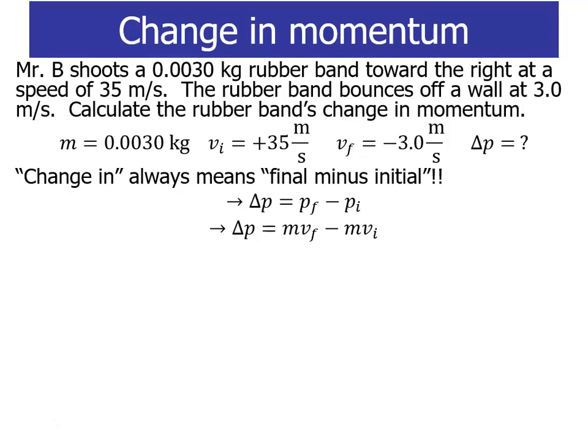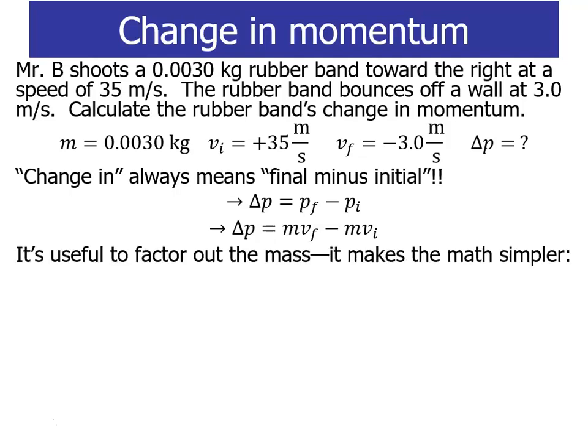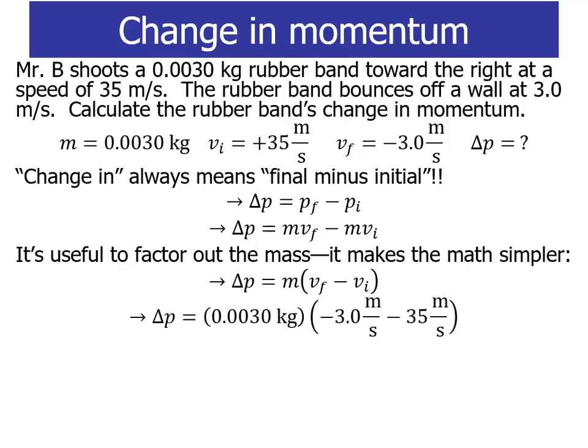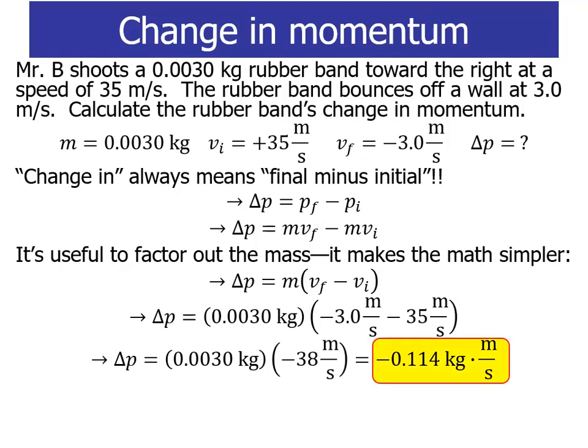Now, we can make things a little bit easier and factor out a mass. That'll make our math a little bit simpler, fewer things being plugged in. Just make sure to use your parentheses in the calculator. So we plug in our mass, we plug in the final velocity, we plug in the initial velocity. And notice we get a change in momentum of negative 0.114 kilogram meters per second.